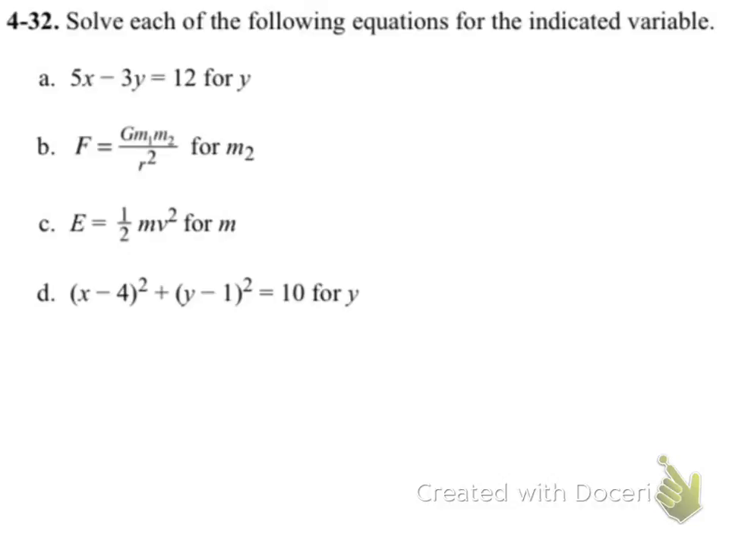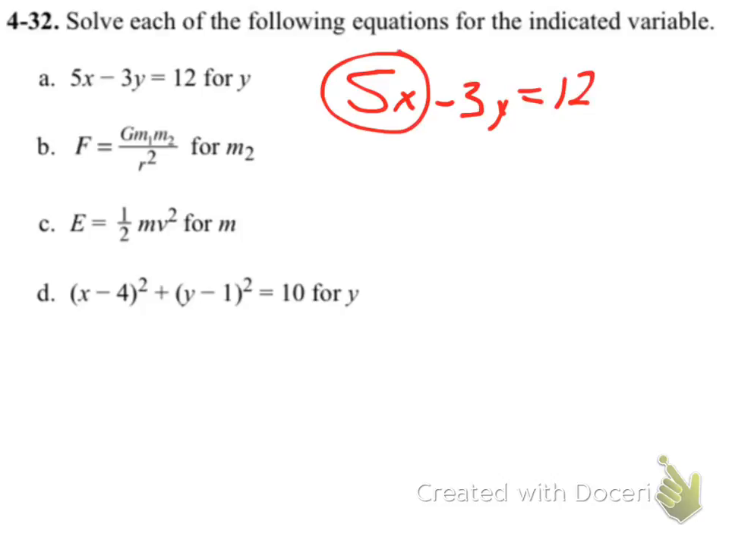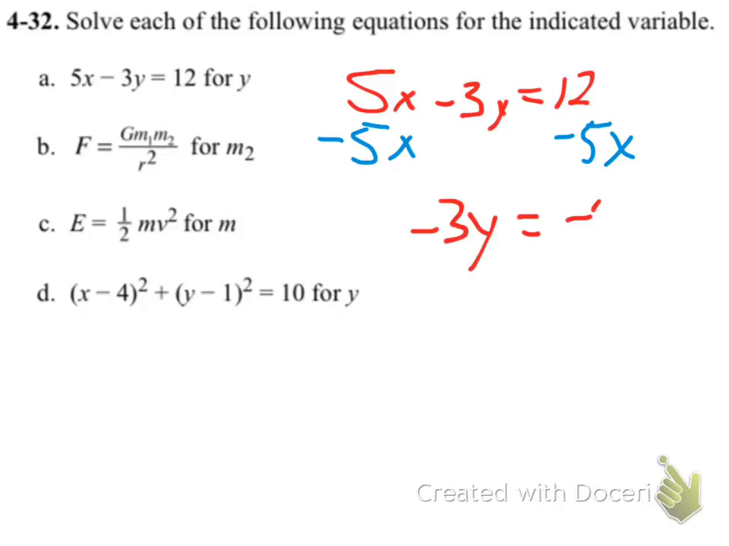Okay, problem 4-32, we are solving for the indicated variables. So in problem A, we are solving it for y, which is right here. So I basically want to get that by itself. So in that problem, 5x minus 3y equals 12. I'm going to remove the 5x from this side. I'm going to undo it right now as being a positive 5x. I'm going to subtract 5x from both sides. That leaves me with a negative 3y equals a negative 5x plus 12.